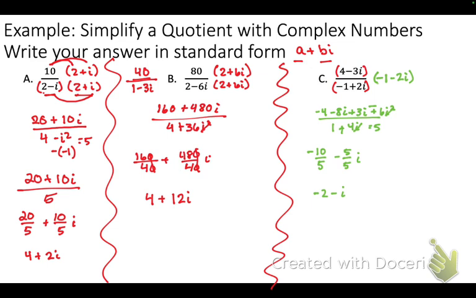Okay, did you get negative 2 minus i? Where'd you get the 10? It was plus 6i squared. So it's plus 6i squared, so it made it negative 6, and negative 4 is negative 10.